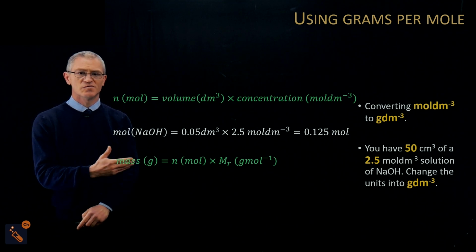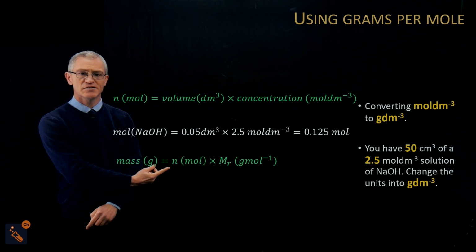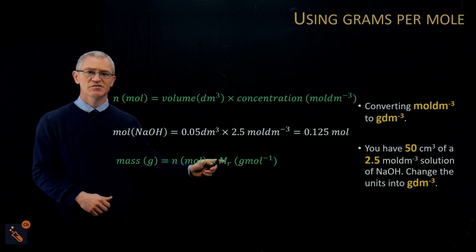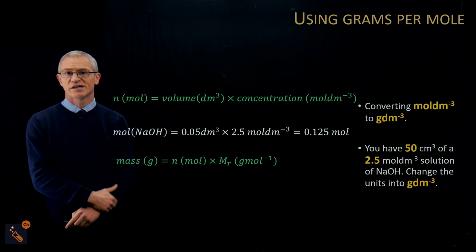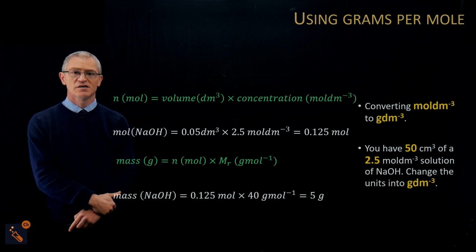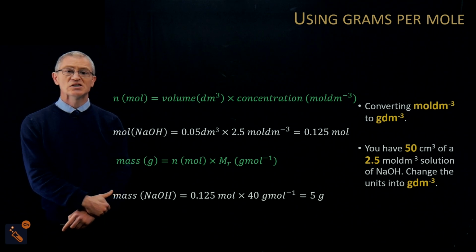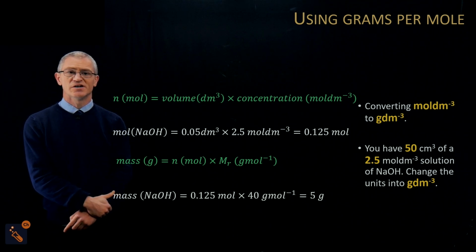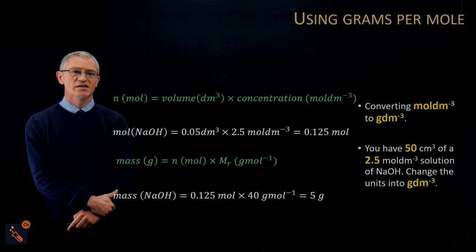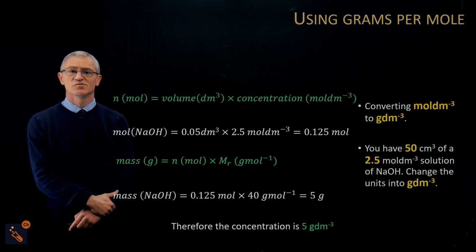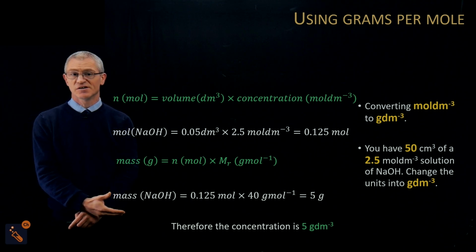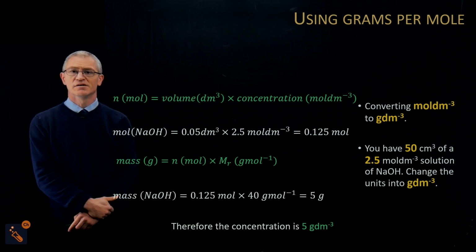Now you know your number of moles, which means you know this number here. And you know the Mr because you're told it's sodium hydroxide, so working out the Mr is 40. So we do 0.125 times 40, which will equal 5 grams. So if I want to make this solution, I have to add 5 grams to a decimeter of water, and therefore the concentration is 5 grams per decimeter.